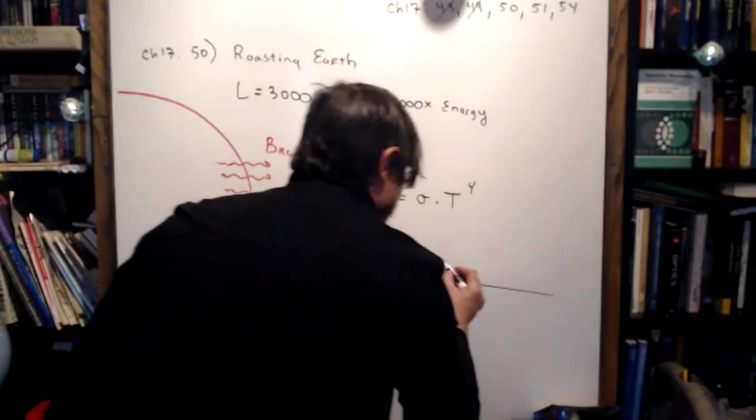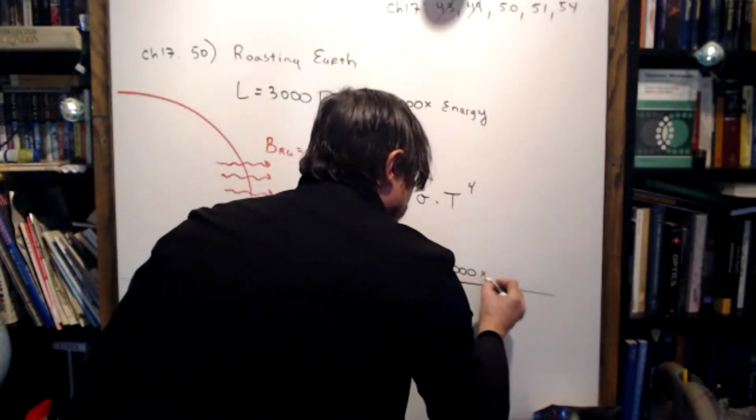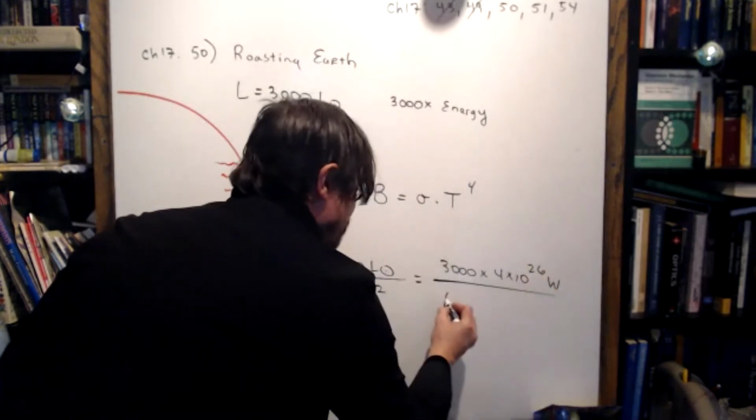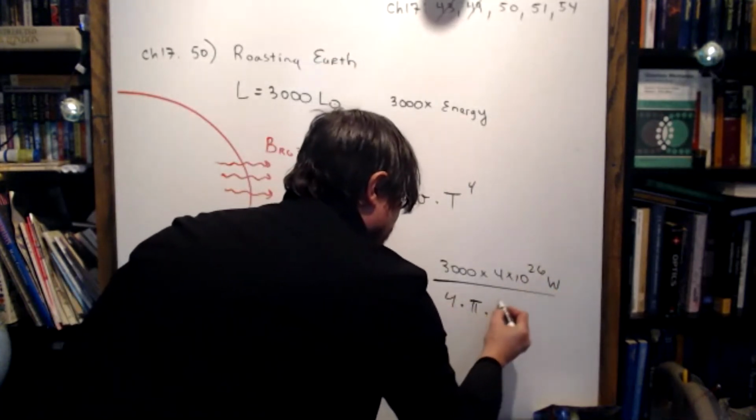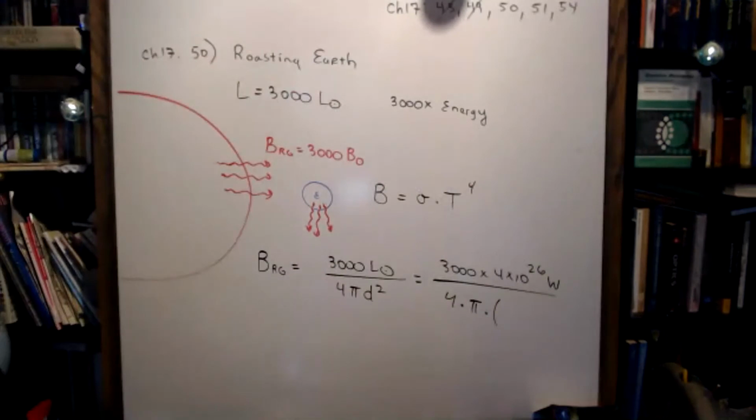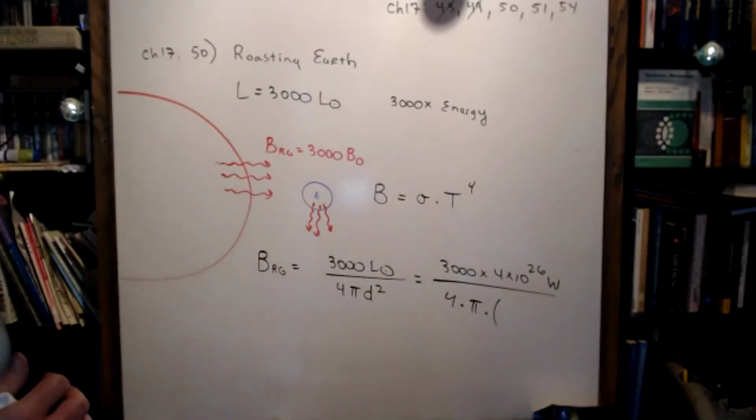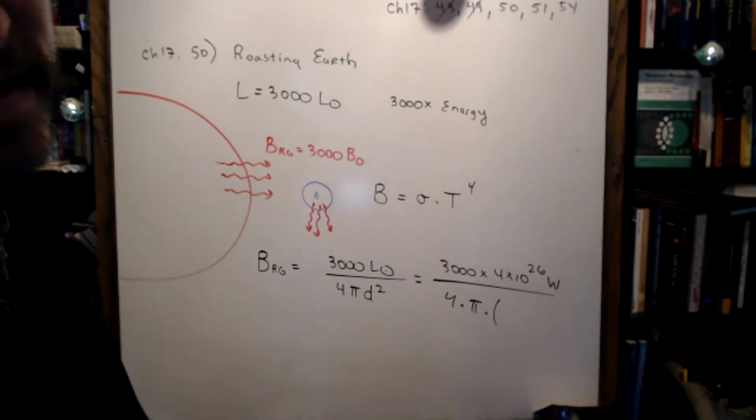The luminosity of the sun is 4 times 10 to the 26 watts. And do you guys remember how many meters it is in 1 AU? Not kilometers, but meters. Otherwise, I'm going to make you do some dimensional analysis.